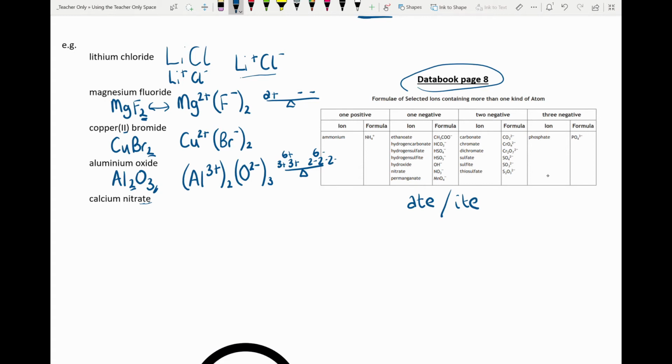The other 2 are hydroxide and ammonium. These are both group ions, so they're ions containing more than one atom. One is positive, which is ammonium, NH4+. The other is negative, which is OH-, hydroxide. Which is really important when we get to our acids and alkali chemistry. Okay, so calcium nitrate is the last example we're going to do.